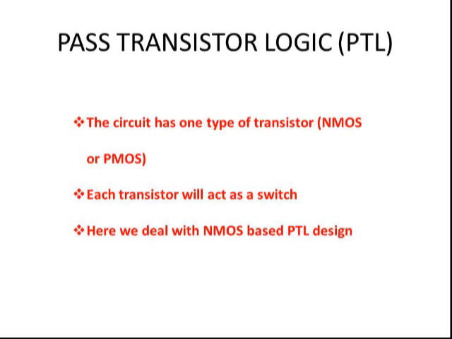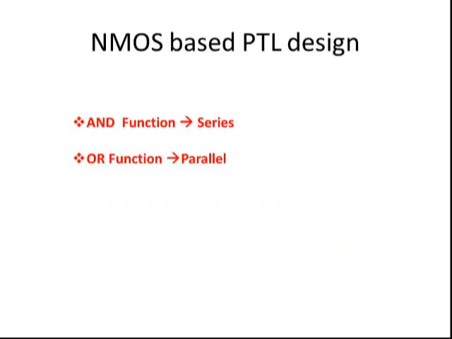So in the fast transistor logic, we are using only one type of transistor, either PMOS or NMOS, and each transistor will act as a switch. In most of these designs, they are using only the NMOS because the NMOS is faster than the PMOS, because the mobility of the electrons is higher than the holes. So in most of the places we are using NMOS based design. So in this class we are going to deal only with the NMOS based logic.